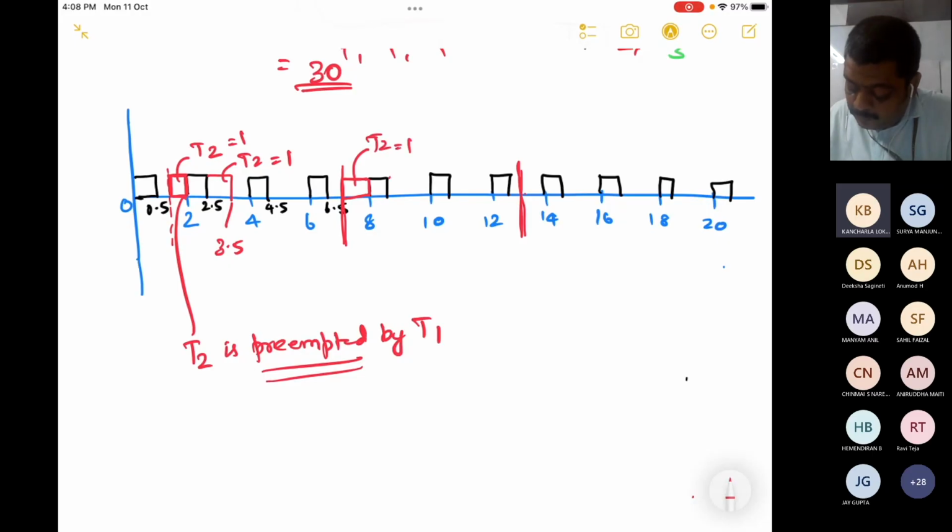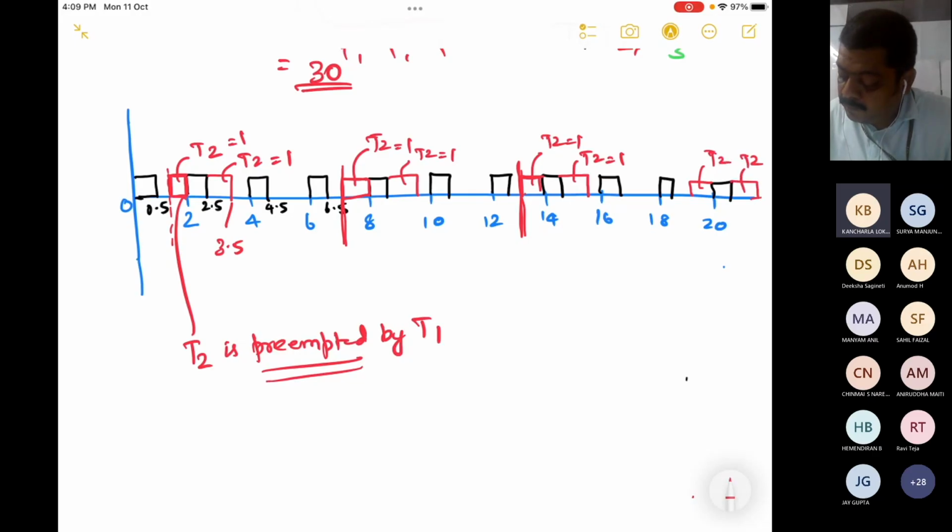Then 8.5 to 9.5. Again T2 equals 1. So totally two time units. Similarly, 13 to 14, one time unit, it runs, T2 equals 1. And 14.5 to 15.5, it runs, T2 equals 1. So two time units. Likewise, after 13, it releases at 13 plus 6, which is 19. It will be releasing at 19. So from here to here T2, then from there to there T2. So likewise, T2 got executed.